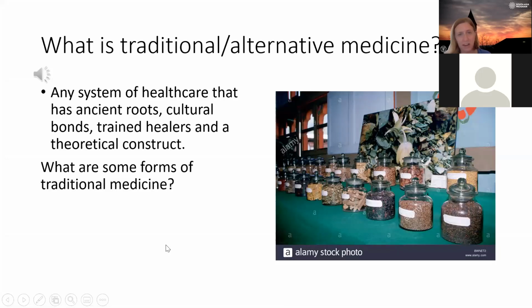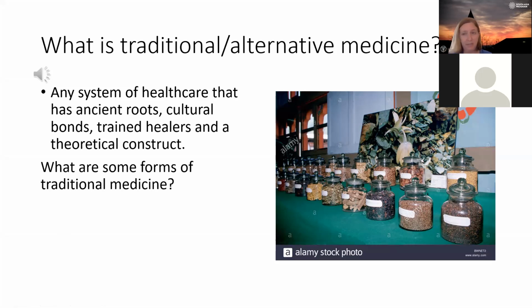All right, so what is traditional alternative medicine? It's any system of healthcare that has ancient roots, cultural bonds, trained healers, and a theoretical construct. So what are some examples of traditional medicine we talked about in class? We spent a little bit of time talking about Chinese medicine, but we mostly talked about Ayurvedic medicine, which is a traditional medical system in India.